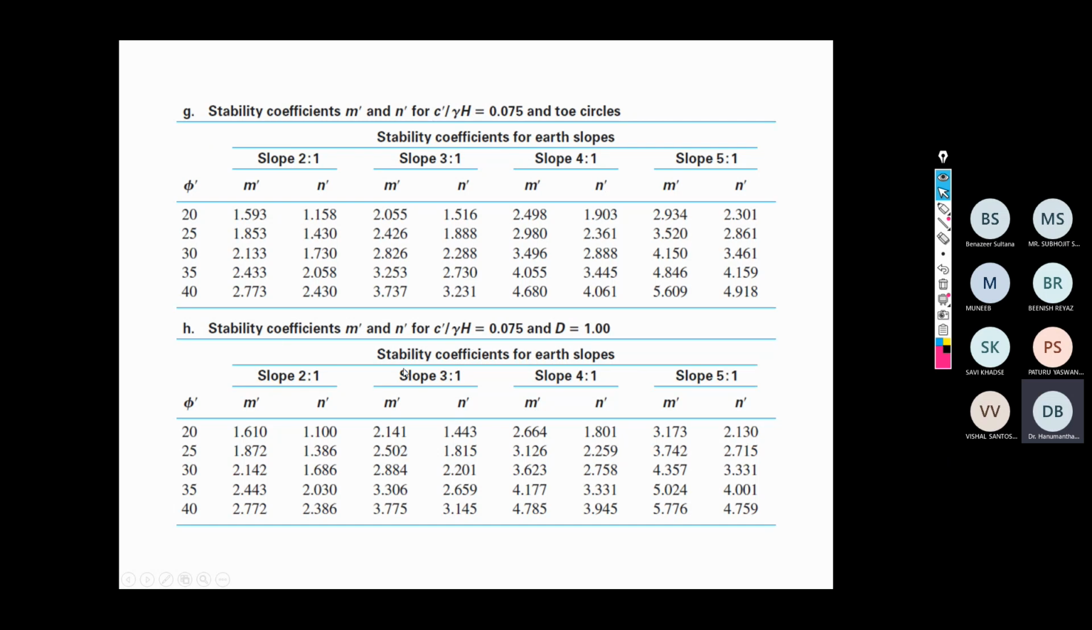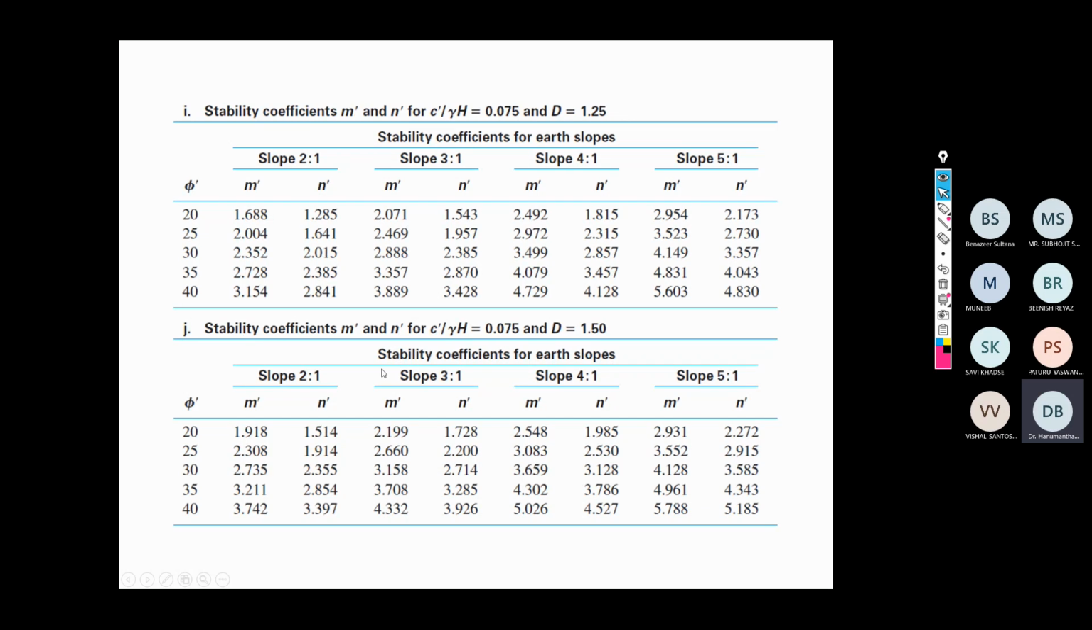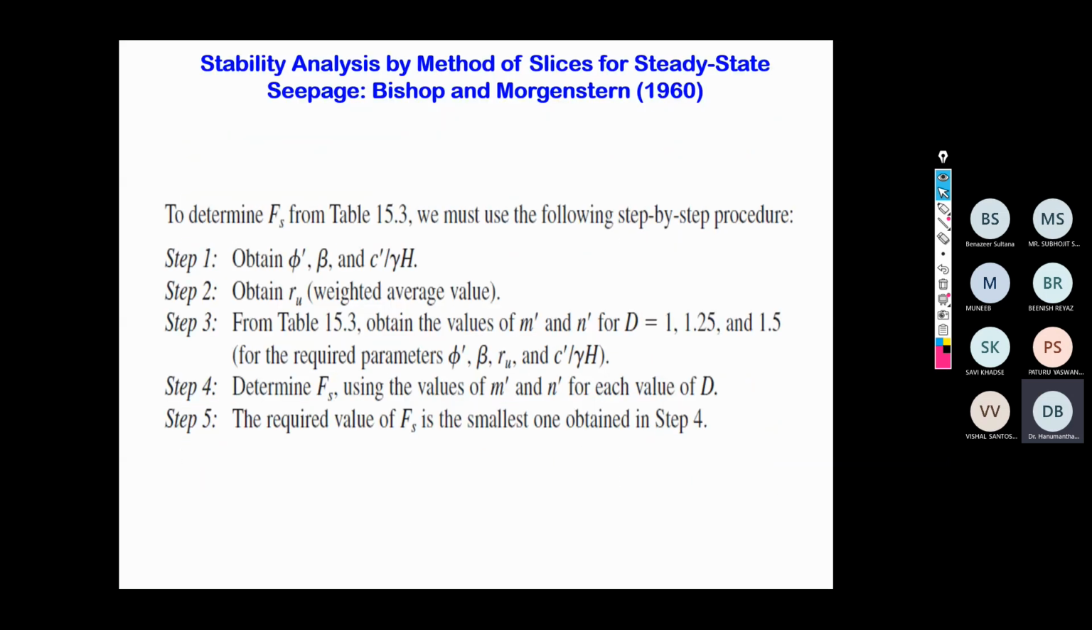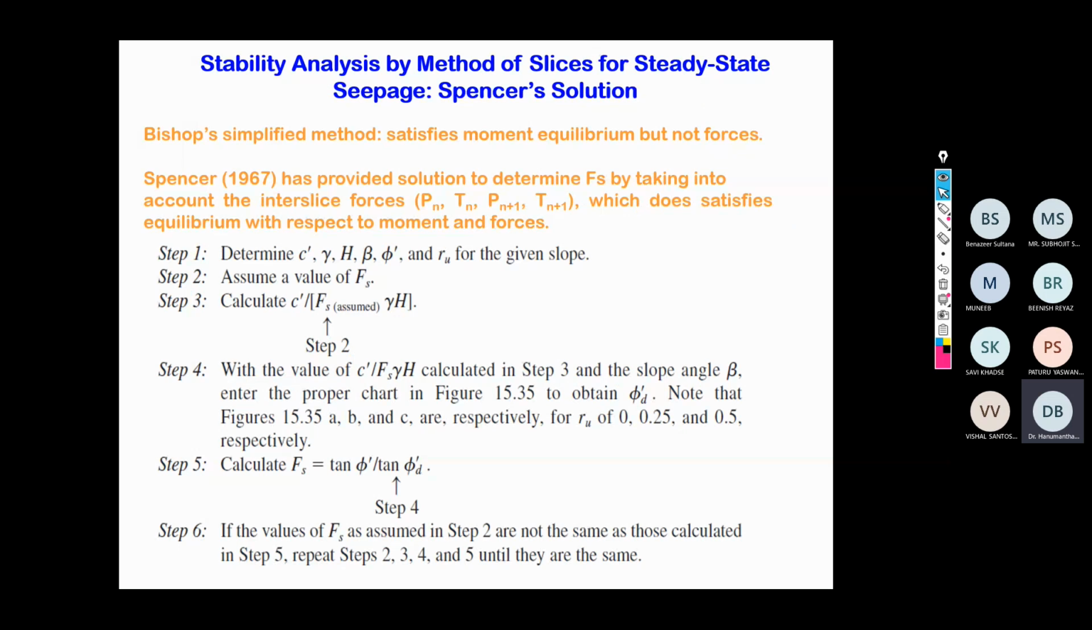Continuation of the same: G, H, I, J, so many tables are there. The relevant or suitable table will be provided in the exam, so you don't need to carry or remember all these tabulated values. So that's how the effect of steady state seepage will be taken into account to determine the least possible factor of safety values. This is the procedure.